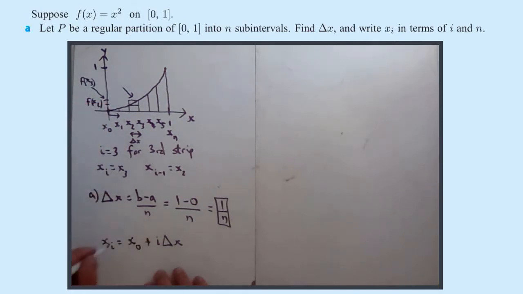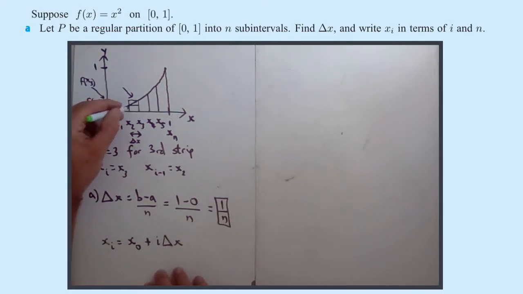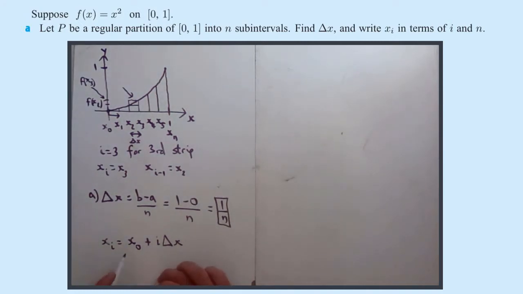If i is 2, it will be x0 plus 2 delta x's, so that will get us to x2. So xi is x0 plus i delta x, but we've been asked to write it in terms of i and n, so we're going to use this 1 over n. It equals x0, which we know is 0 for this particular one because of the closed interval between 0 and 1. That's where we're looking at the function. So it's 0 plus i times 1 over n. 1 over n is our delta x.